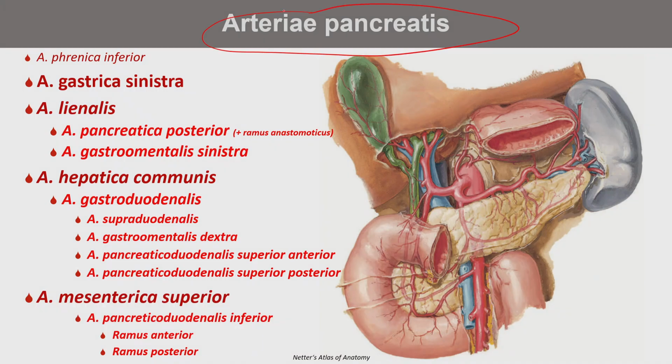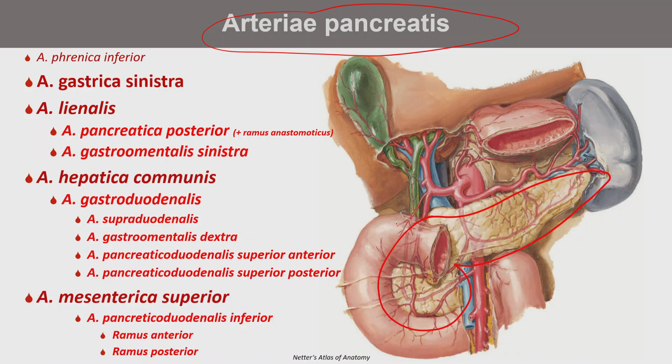Pancreatic arteries, again, one interesting and important thing. The pancreas is an organ which is localized in the retroperitoneum, covered by peritoneum on the anterior side and facing the space which is called the omental bursa. This part of the pancreas, we can see it here.